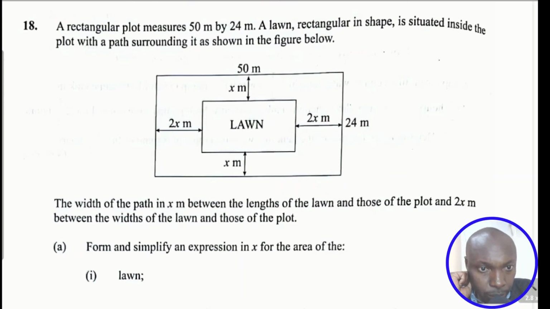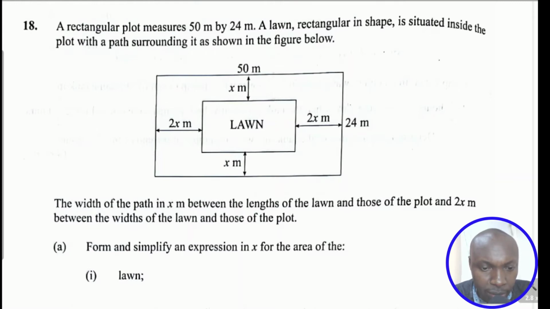Question 18. A rectangular plot measures 50 meters by 24 meters. A lawn rectangular in shape is situated inside the plot with a path surrounding it as shown in the figure below. The width of the path is x meters between the length of the lawn and those of the plot, and 2x meters between the width of the lawn and those of the plot. A. Form and simplify an expression in x for the area of the lawn.